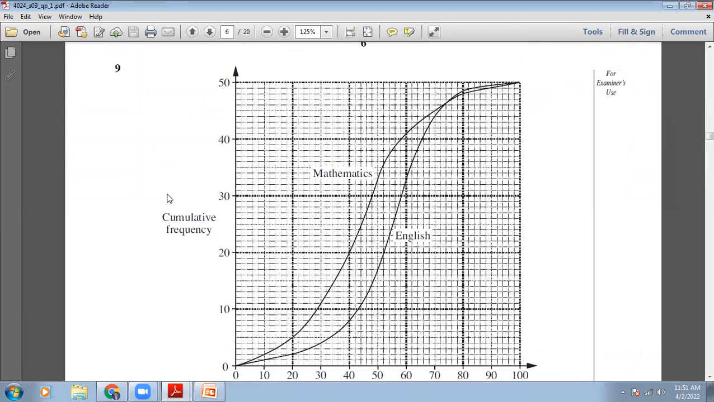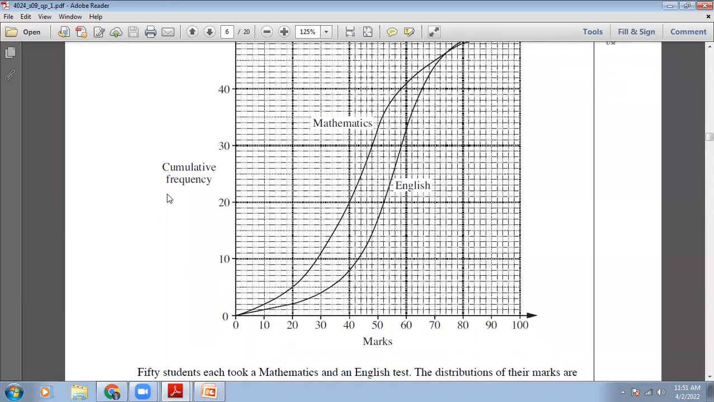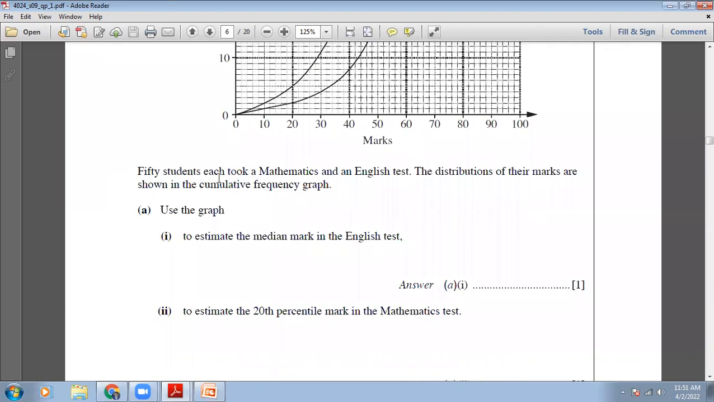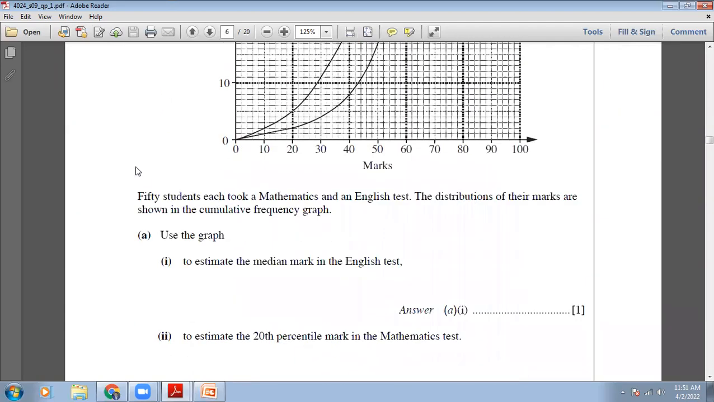Okay. So here we have a cumulative frequency curve. This is question number 9. He says 50 students each took a mathematics and an English test. The distribution of their marks are shown in the cumulative frequency graph. Use the graph to estimate the median mark in the English test.